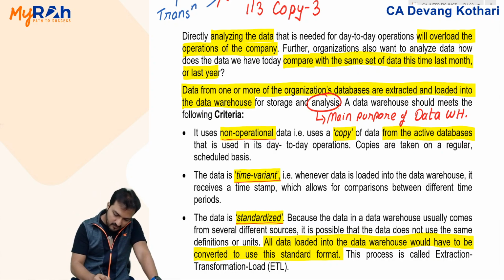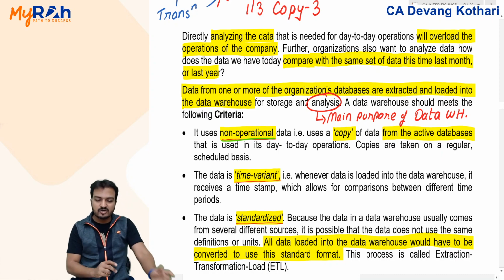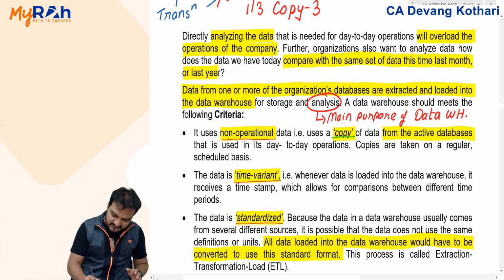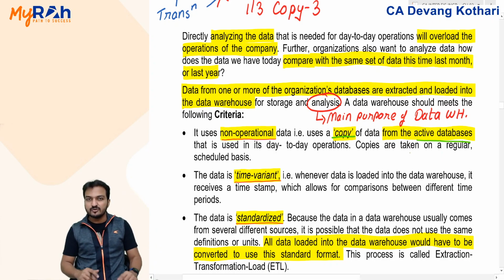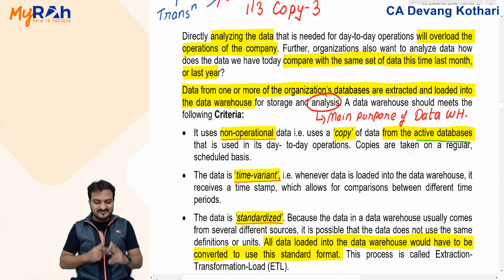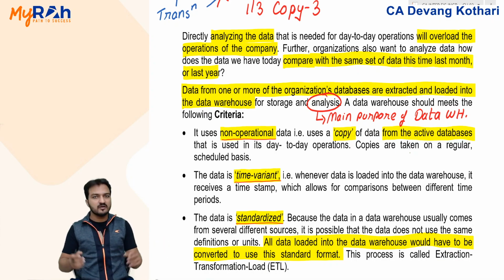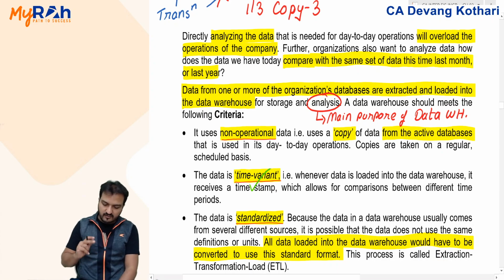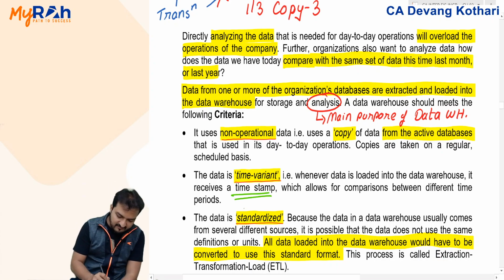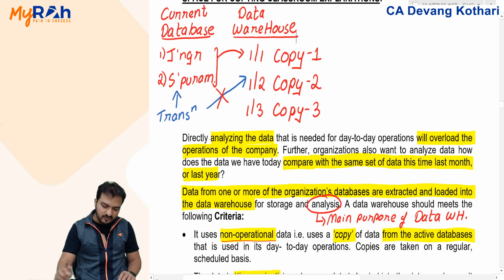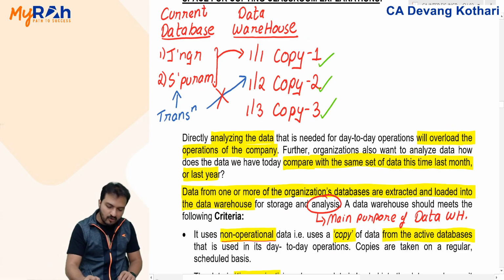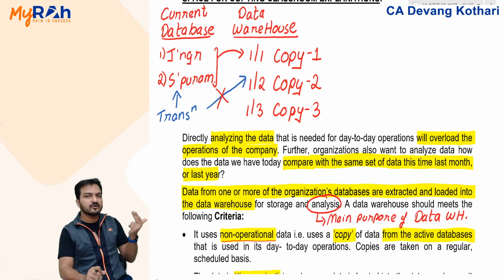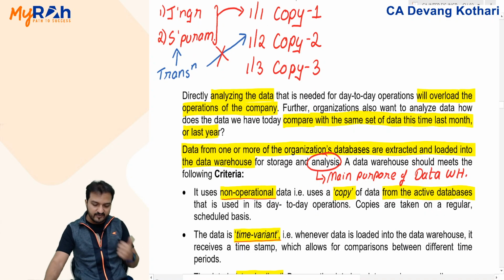Now there are three important terms pertaining to a data warehouse. A data warehouse is non-operational. Why? Because routine operating activities do not happen here. Rather, a data warehouse is just a copy of your main database. Non-operational means routine operating activities like transaction entry are not done in the warehouse. Second, time variant. Time variant means that whenever the data is loaded in the warehouse, it will get a timestamp. Like in my example, this is copy 1, this is copy 2, copy 3. Every time a new copy is made, it is a fresh copy. Old copies are not deleted, and the old timestamp will not be disturbed.